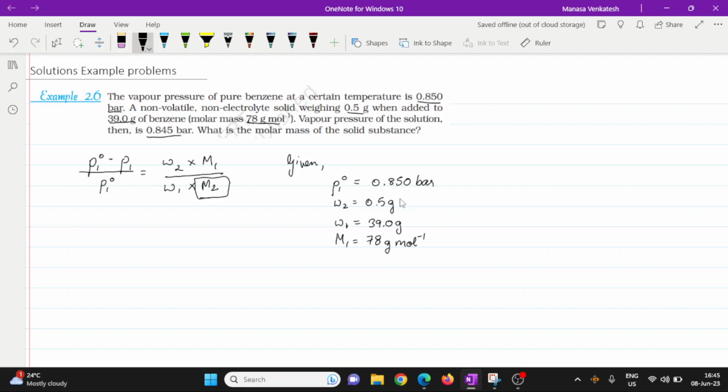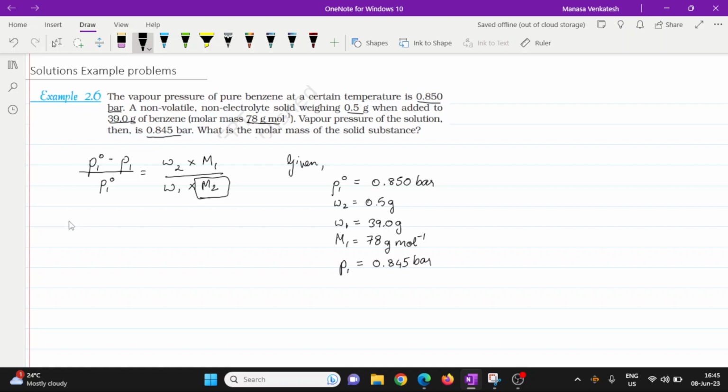The vapor pressure of the solution is given, which is P1, because this solution consists of a non-volatile solute and a solvent. So the vapor pressure of the solution will be equal to the vapor pressure of the solvent in the solution. So we're just going to say P1 equals 0.845 bar. All we have to do is substitute all of these values to calculate the value of M2. So I'm just going to substitute it as it is, and then we can go from there.